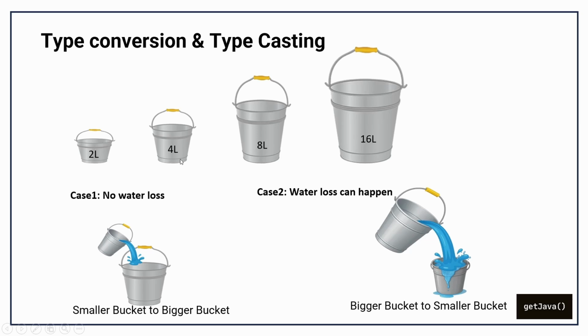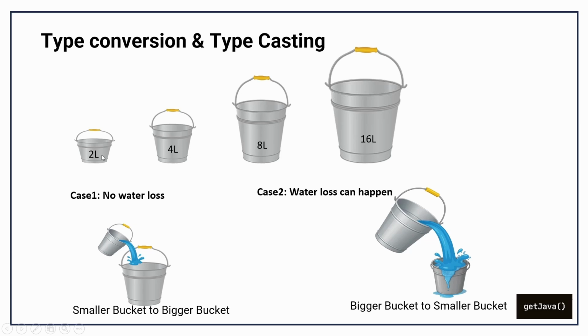In this case, there is no possibility of water loss because all the water from the smaller bucket can be easily poured into this bigger bucket and there will be no water loss. Now let's consider another case in which we are trying to pour water from this bigger bucket into the smaller bucket. In this case, there are two possibilities.